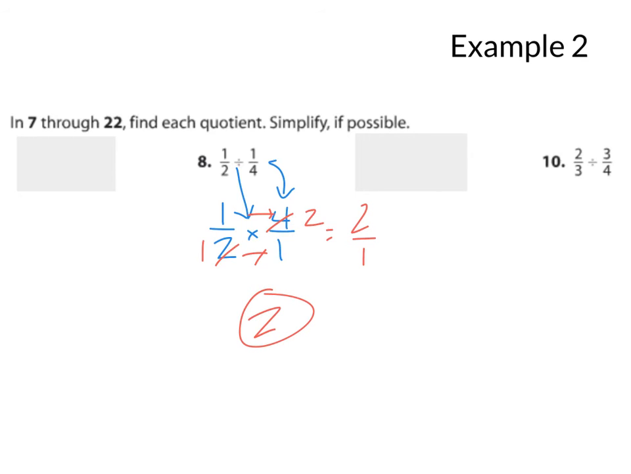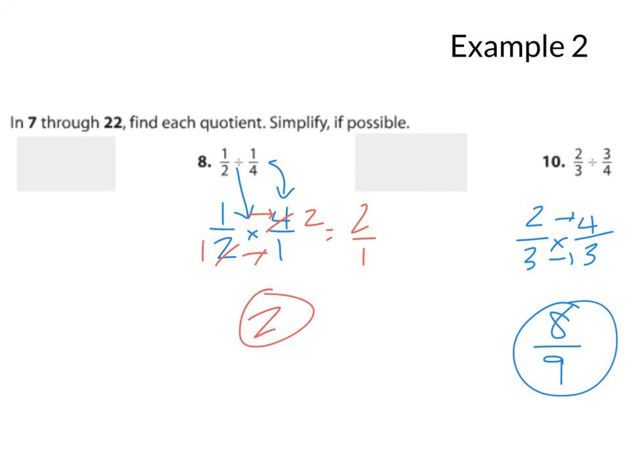Now showing you number 10. I had 2/3 split into groups of 4/3, and now it is 2/3 times the reciprocal, which is 4/3. Can I simplify these? No, I cannot. I cannot simplify straight across. I need to simplify a numerator and denominator. I cannot do that right now. So I'm going to multiply straight across. 2 times 4 is 8. 3 times 3 is 9. Can I leave it like this? Yes, I can, because the top number is smaller than the bottom number. So my answer is 8/9. Moving on in 3, 2, 1.